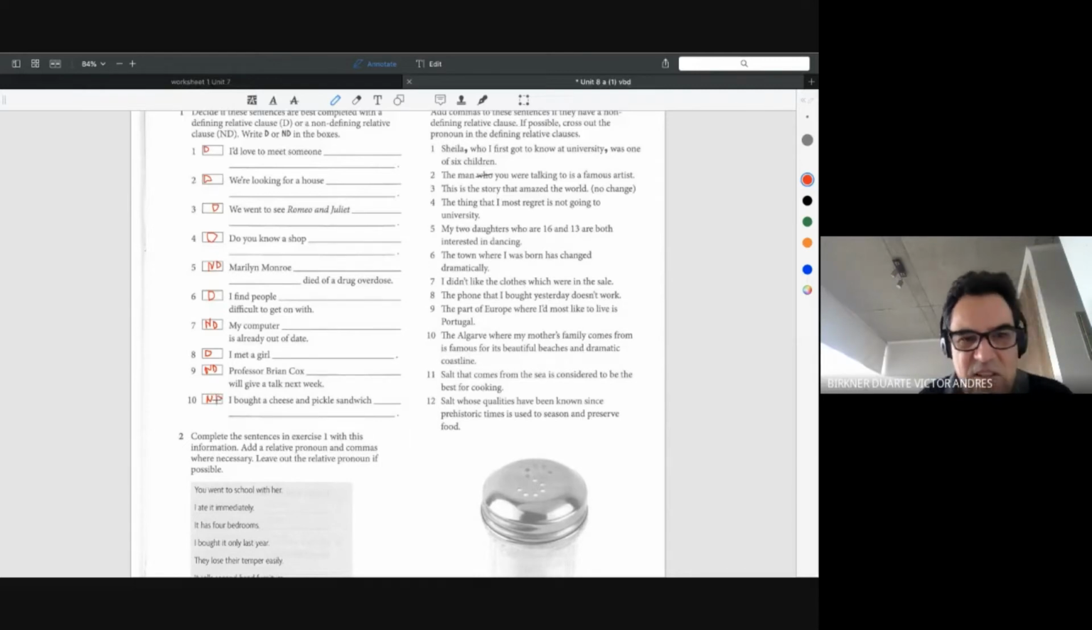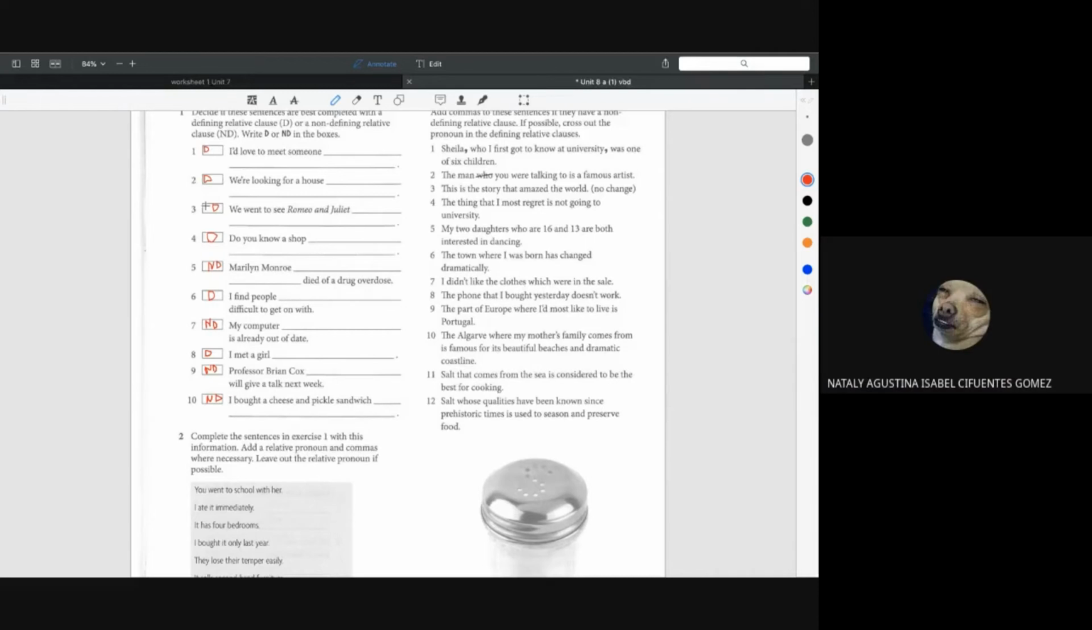All right. So there is one that I think, number 3, we have to take a second look at it. We went to see Romeo and Juliet. If we complete the sentence, do you think that it can be defining or not defining? What do you think? For example, if I say, I went to see Romeo and Juliet, which was enjoyable, or which was an enjoyable experience, can it be then defining or not defining?